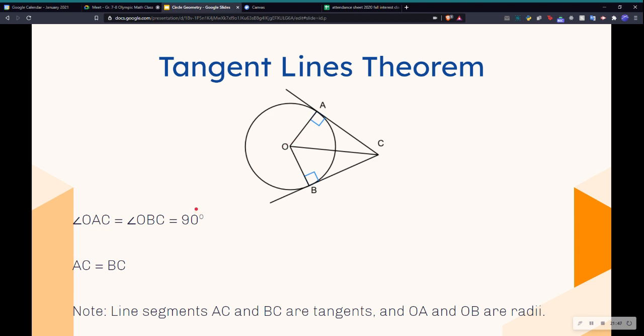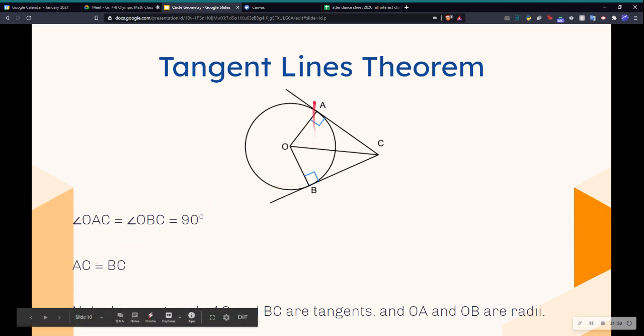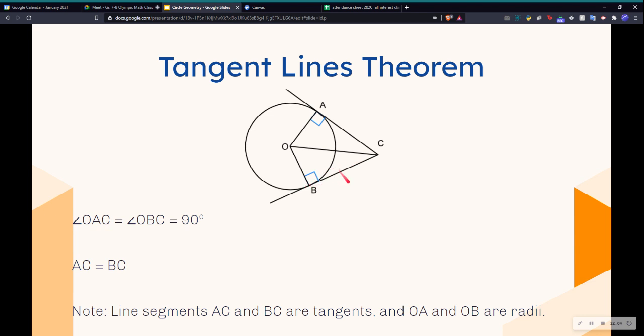All right. But most importantly, there's another part to this theorem. We have side length AC is equal to side length BC. This is what the main theorem states. So if you connect two tangent lines to a circle, the lengths of the tangent lines are going to be the same. So AC is equal to BC.